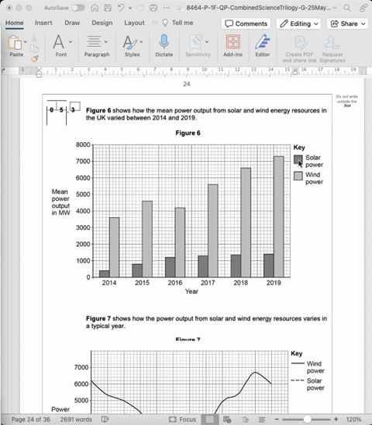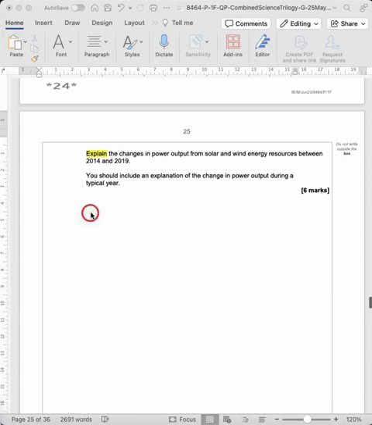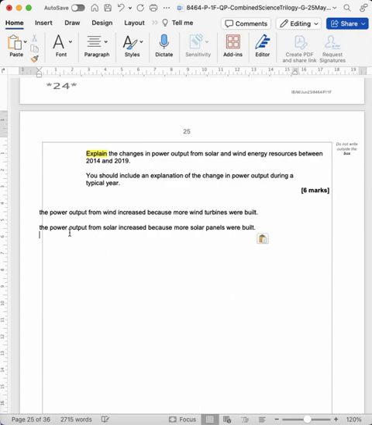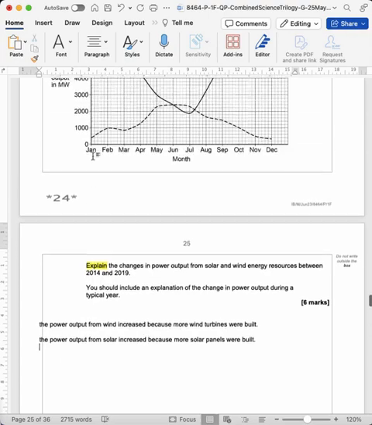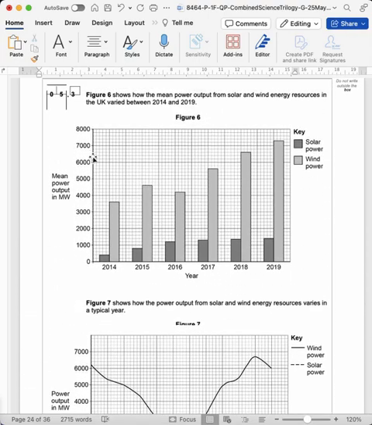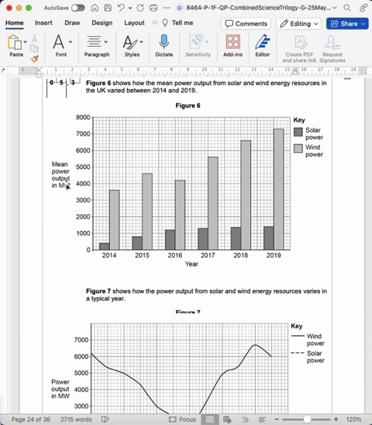Equally, solar power, so the dark grey, has also increased from 2014 to 2019. Again, a reason for this, because more solar power panels were built. So straight away, not only describe what's happened, we've given a sensible reason. More wind turbines built, more solar panels built. Power output increased for both. I've also said the power output from wind and solar may have increased due to climate change, which is also a valid reason, but for me less obvious, so we'll stick with what we've got so far.